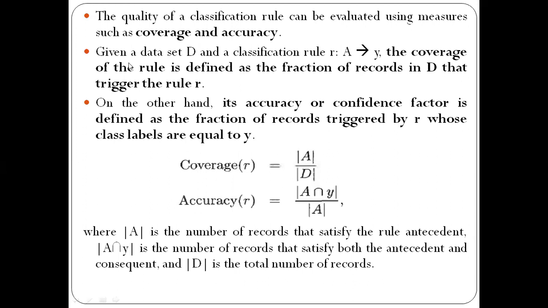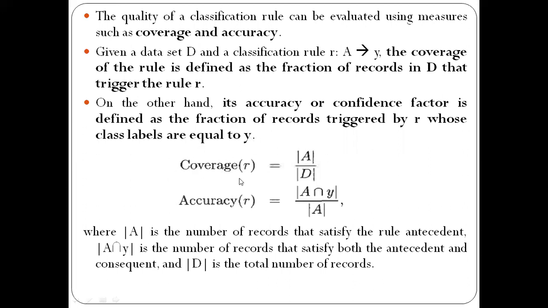In the case of coverage, it is just the number of records that are going to trigger the rule R. How many records, or what percentage of records, trigger the rule R is called coverage. But accuracy is, among this fraction of records, how many will have the class label equal to Y. So along with the number of records, we also need to consider the class label here. That fraction of records triggered by the rule R whose class label is equal to Y is called accuracy or the confidence factor.